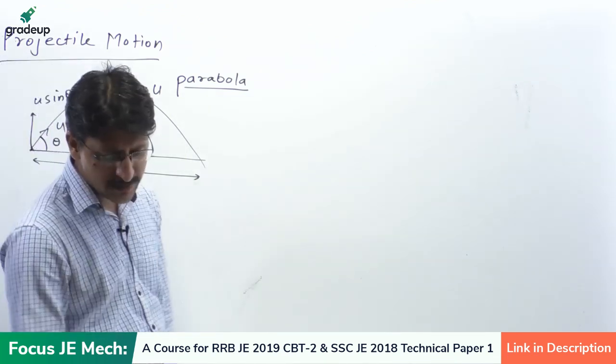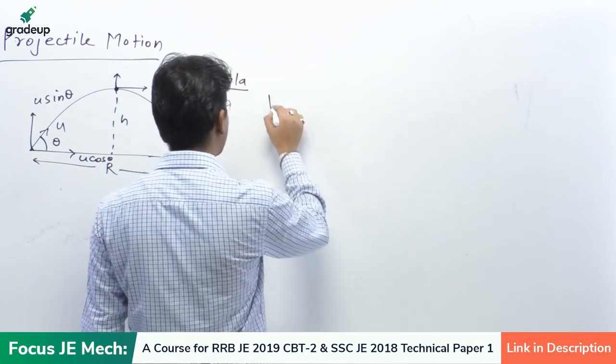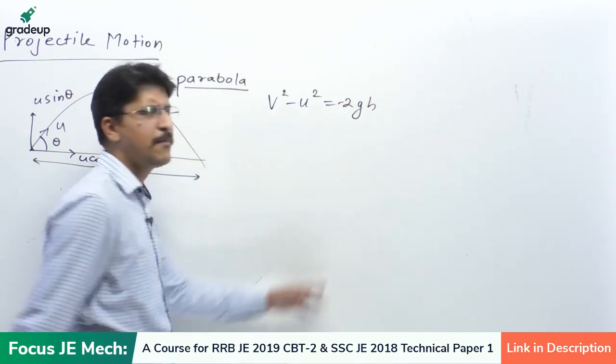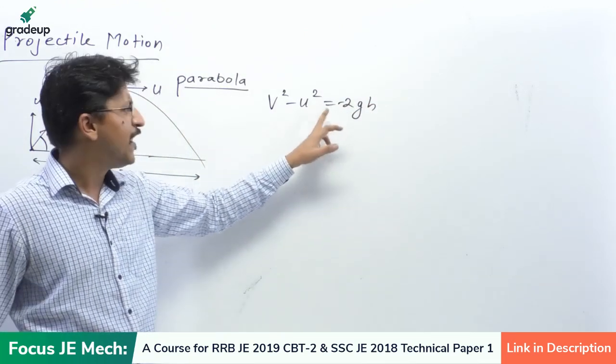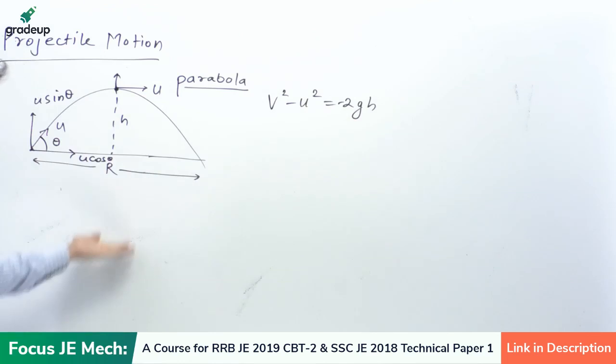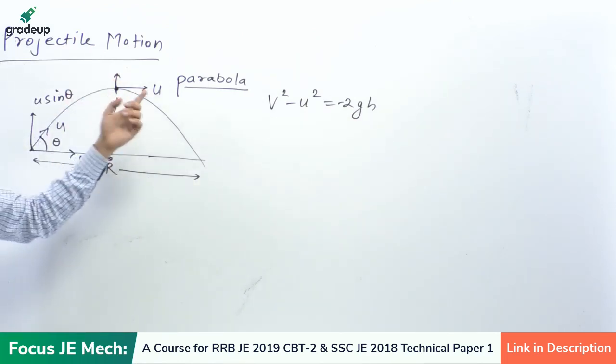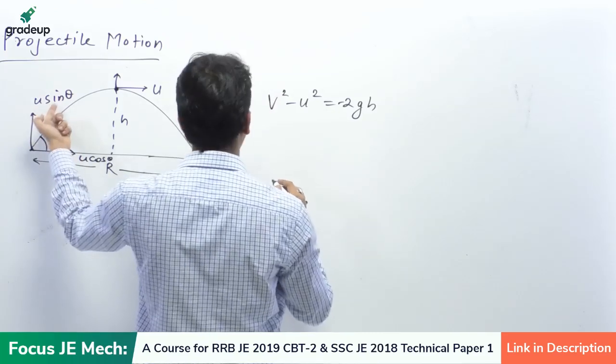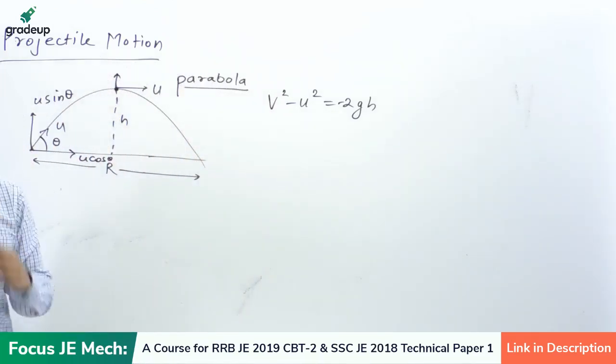So what you can do is use the equation v square minus u square equal to minus 2gh. Why minus g? Because g is going downward while the body is going upward, so when we are going upward, we take g as negative. And the initial u in this direction is u sin theta. Yes or no?